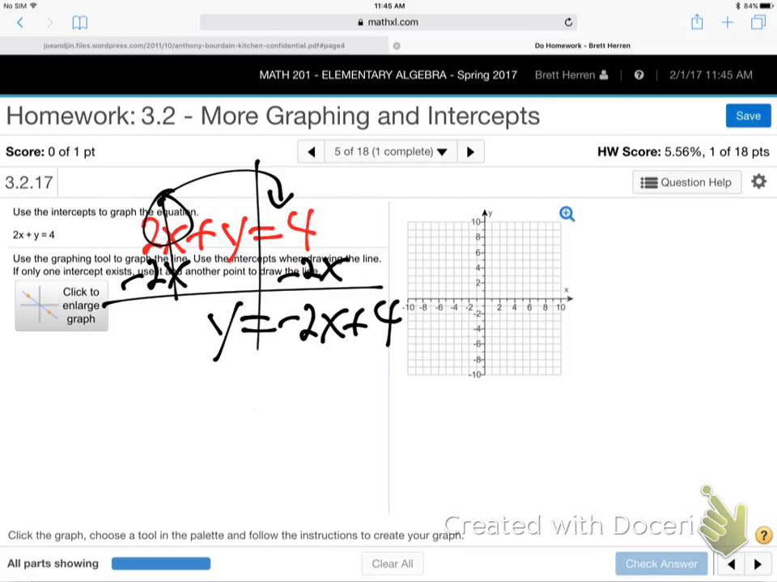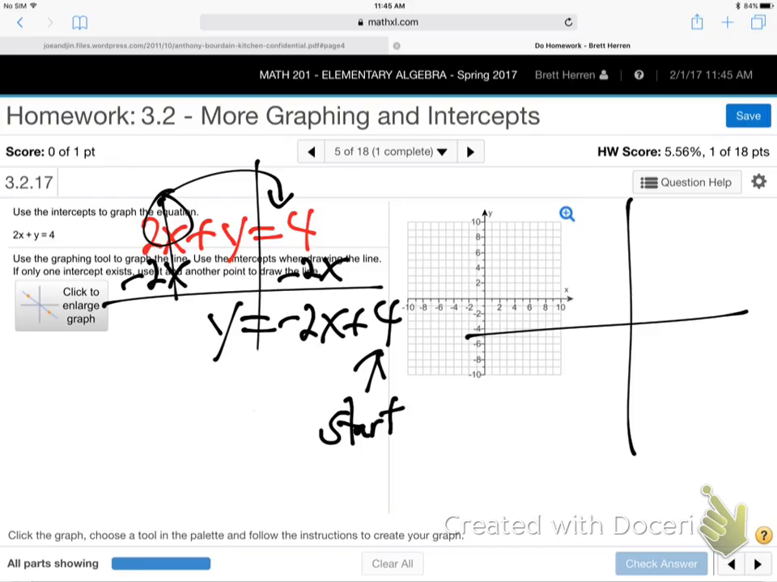Where do you start? At 4, the number off to the right. That's up 4 because it's positive. 1, 2, 3, 4. Right there. There's your first dot, up 4. Probably going to run out of room. Let me move that over.